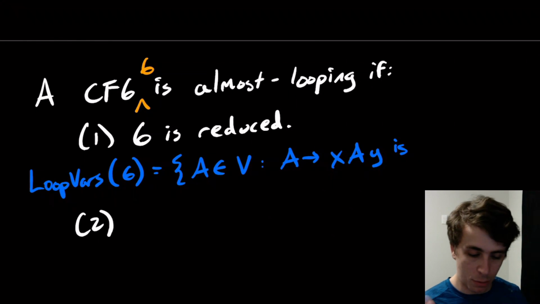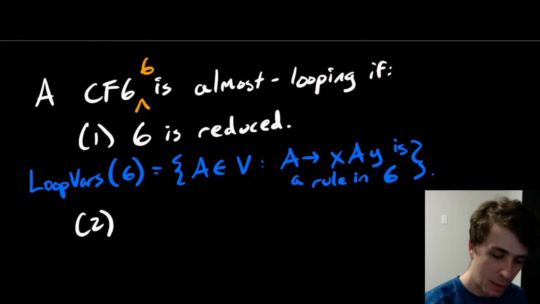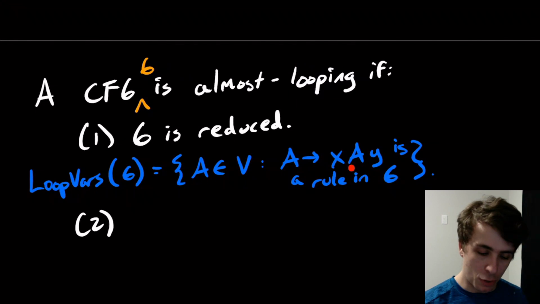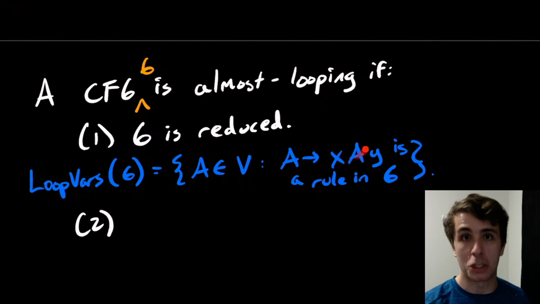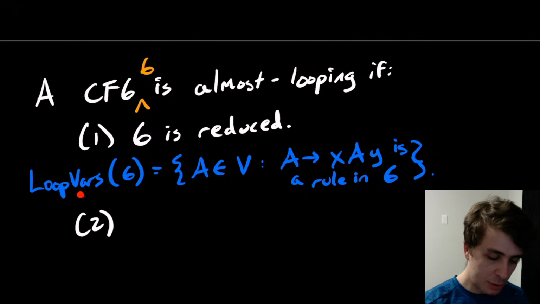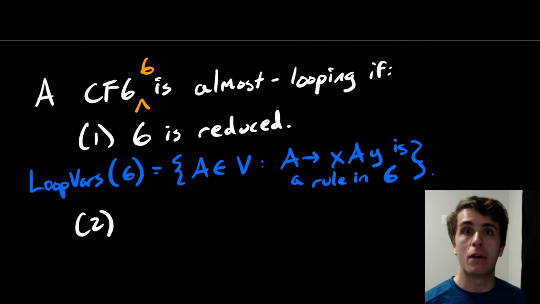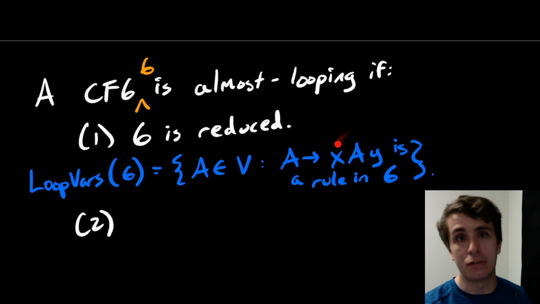X going to XAY is a rule in that grammar G. And why is this useful? Because the X and Y can be anything, but the variable A is something that we're going to be exploiting later in the proof. So this is the set of all the variables in the grammar that have themselves on the right-hand side of some rule.